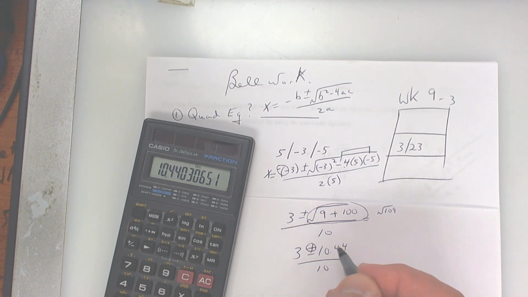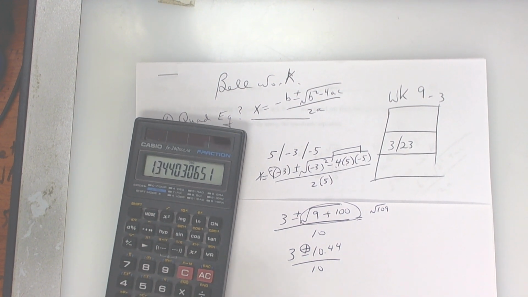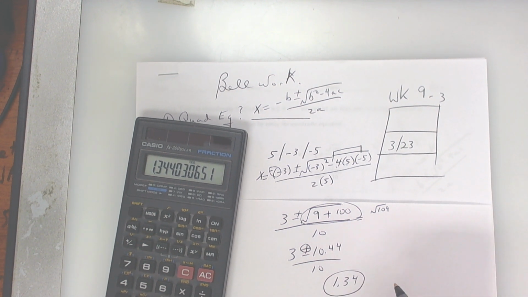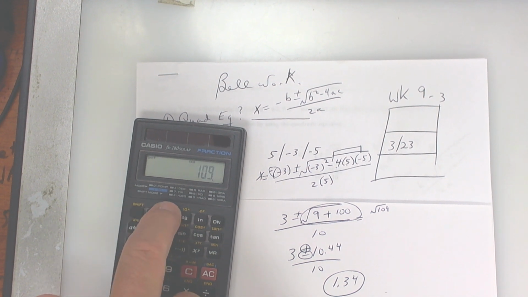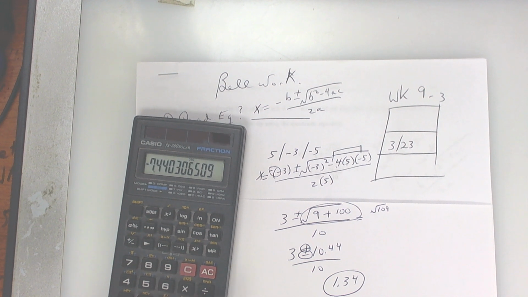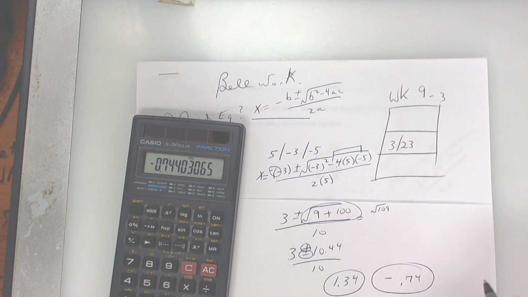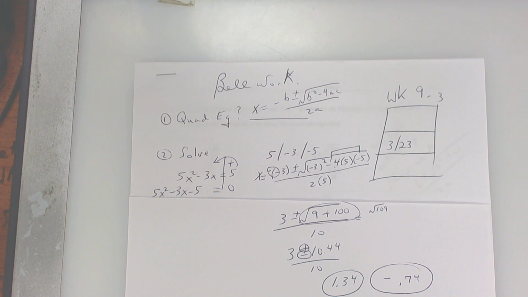Okay, so we're going to do the plus. So we're going to leave that and just add 3 and then divide by 10. And one answer is 1.34. And then let's do the minus. So press the square root of 109 would be more accurate. Put a minus in front of that, and then plus 3. Press equals. Divide by 10, and I get a negative 0.74. And those are the two answers, and that's how you do the quadratic equation.